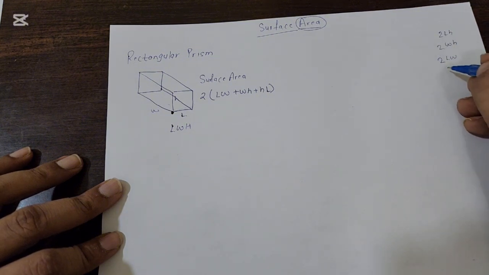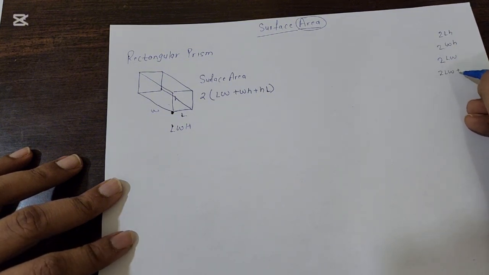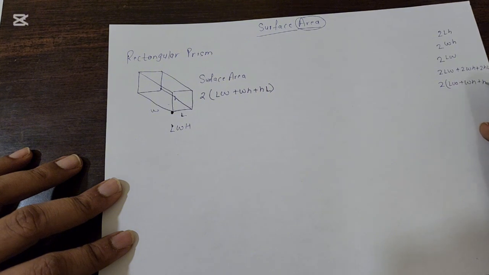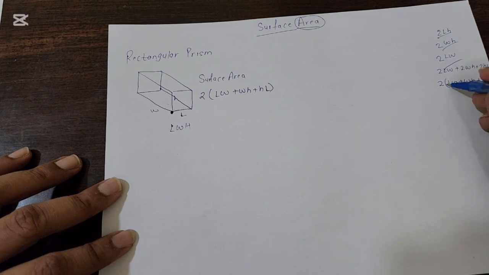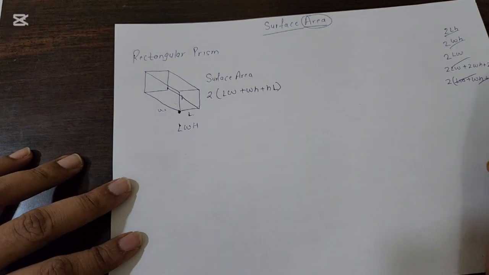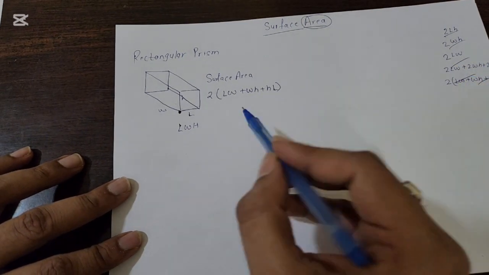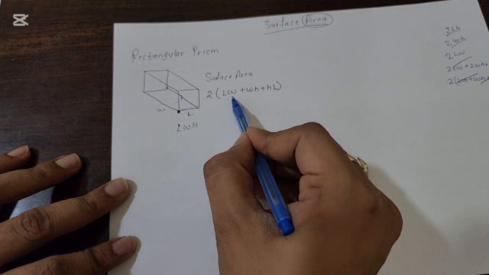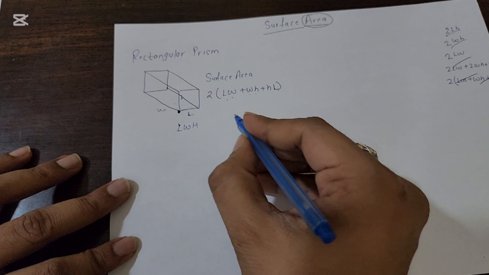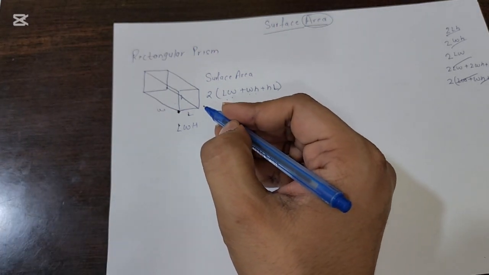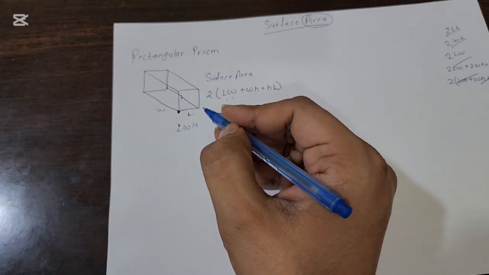If I join all of them, this will become 2 length width plus 2 width height plus 2 height length, correct? Just take the 2 outside: length width plus width height plus height length, check. This is how we got the formula. Now, no need to go into this too much, I was just explaining how we got the formula. You remember, length multiply width plus width multiply height plus height multiply length, multiply by 2. Now let me open the lesson question. I will take figures from there only.